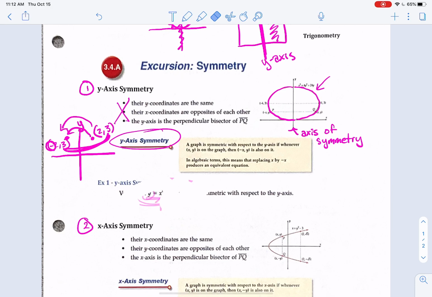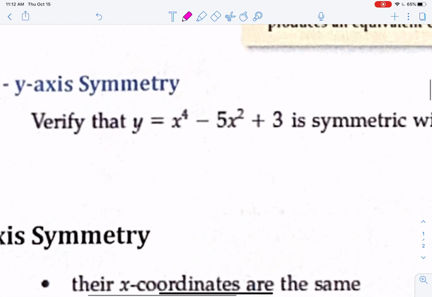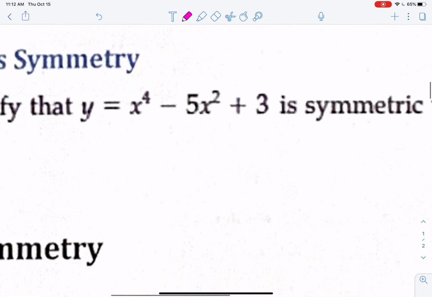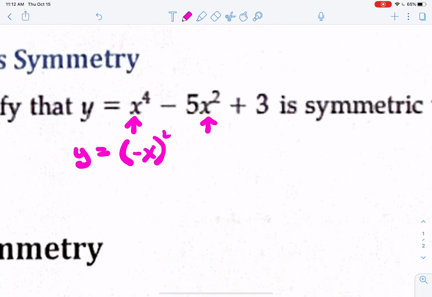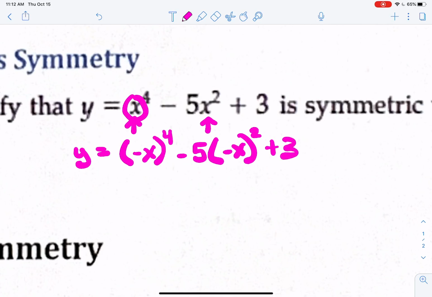So we're going to go through and do that, and I'm going to tell you how you can tell whether it's symmetric or not. All of these x's I'm going to take and plug a negative x in there, and this is what it's going to look like, okay? Negative x to the 4th, minus 5 times negative x squared, plus 3. I'm just taking all these x's and plopping a negative in there.